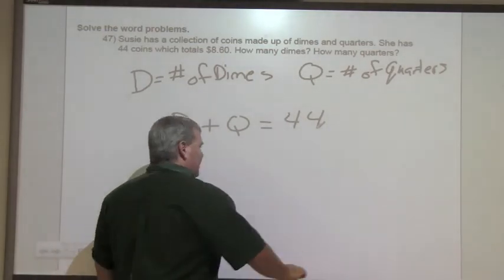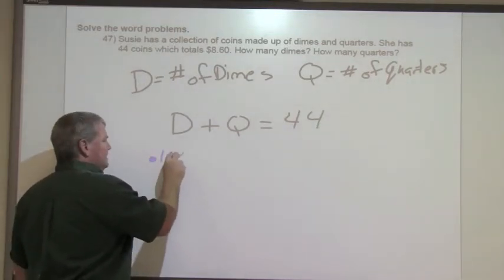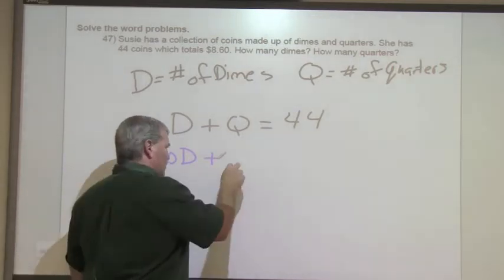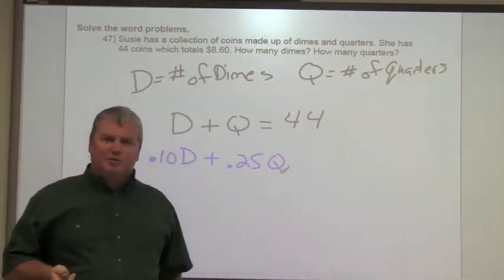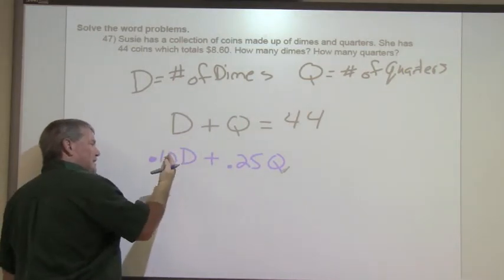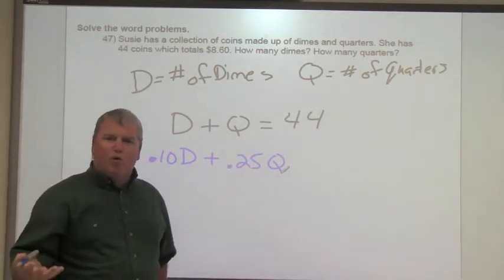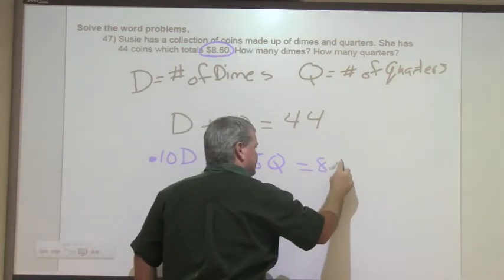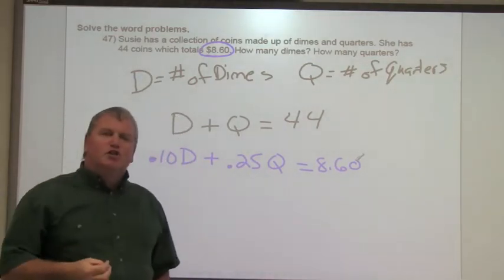Then it says which totals $8.60. Well, think about it. How much are dimes worth? Yeah, 10 cents. So I'm going to put 0.10D plus, how much are quarters worth? Yeah, 25 cents. So if I plug in 0.25Q, now don't lose the decimals, those are very important. If I take the number of dimes times 10 cents plus the number of quarters times 25 cents, I'm going to get my total amount. Well, what did they say the total was? $8.60. So there I have two equations, two unknowns.